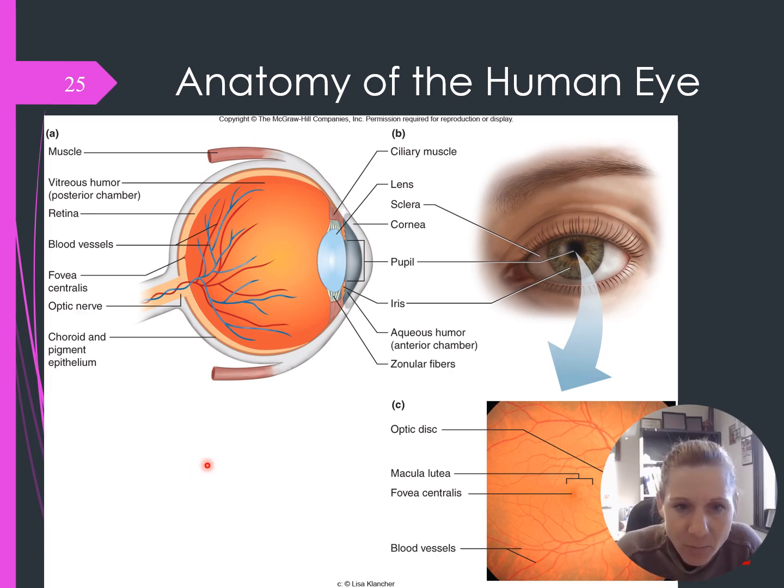We have vitreous humor, which is in this posterior chamber. Think of this as like a gel-like substance that's going to allow the eye to kind of keep its shape. I think that's probably a good start there.